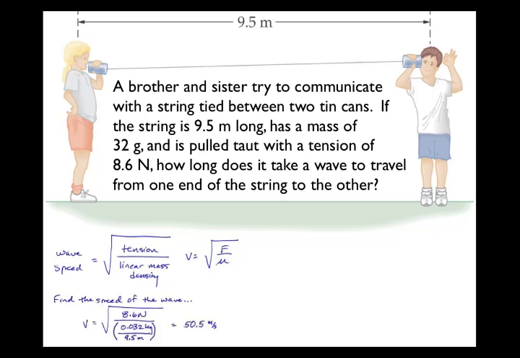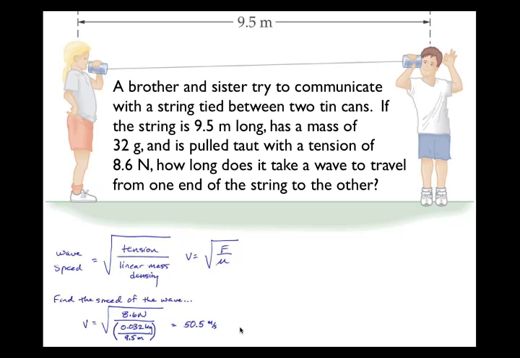So 8.6 newtons, we're told, is the tension. The string has a mass of 32 grams, so that's 0.032 kilograms. It is 9.5 meters long. If you put all those numbers together and take the square root, you get about 50.5 meters per second for the speed of the wave.